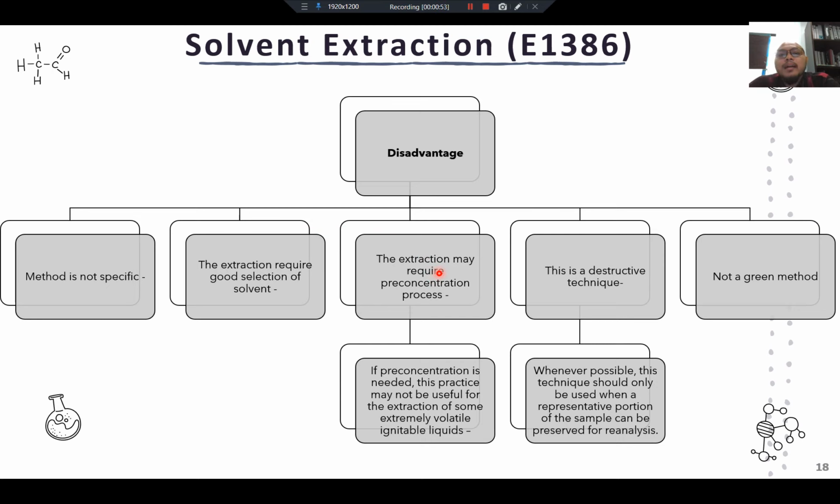Then another disadvantage is that this is a destructive technique. Once you do the extraction process, you cannot extract further, because the sample is directly in contact with the solvent. And of course it's not a great method because you need to use a lot of solvent, and the solvent might be harmful as well.